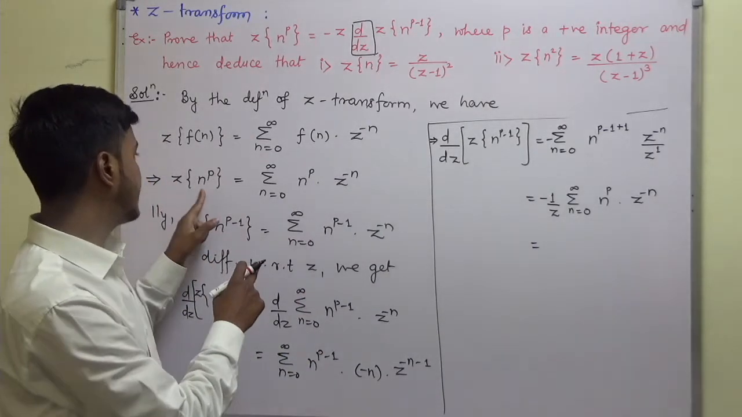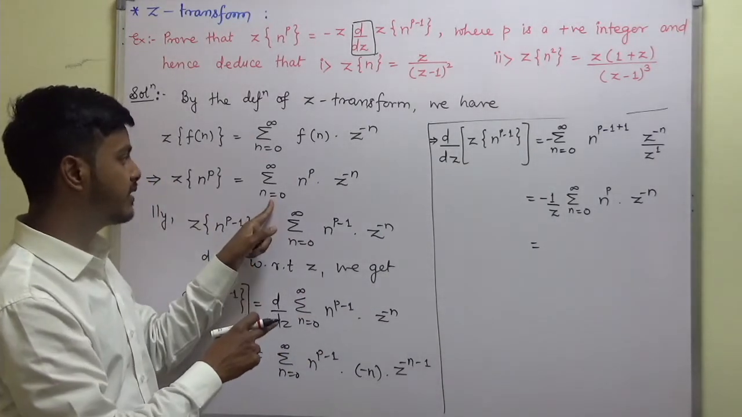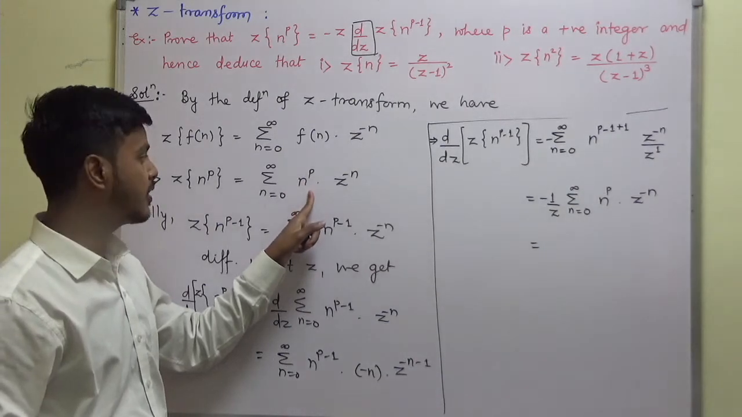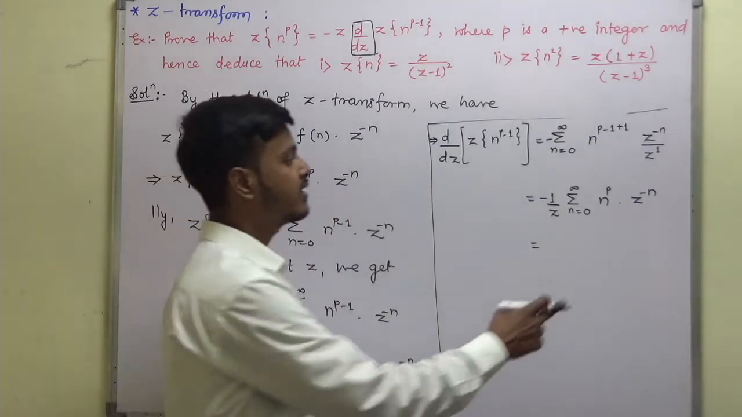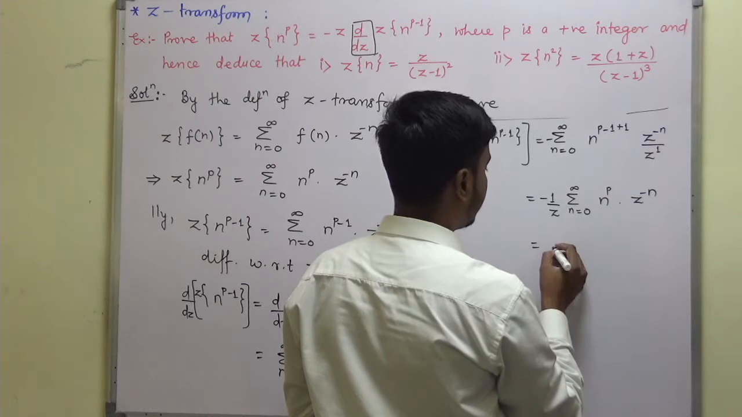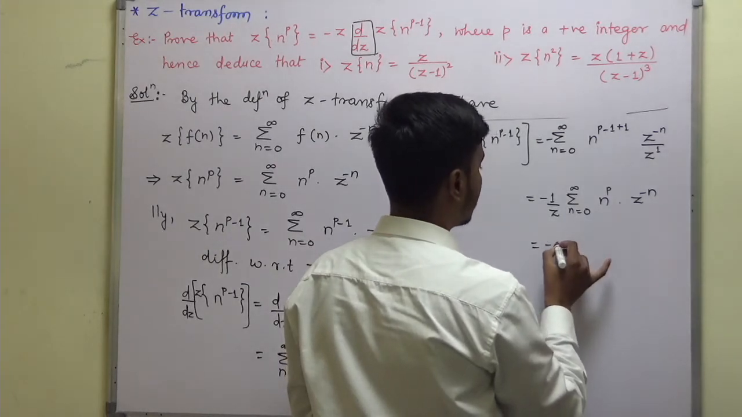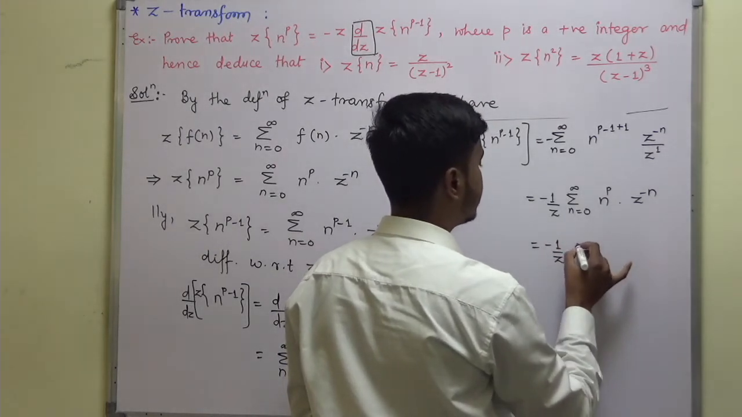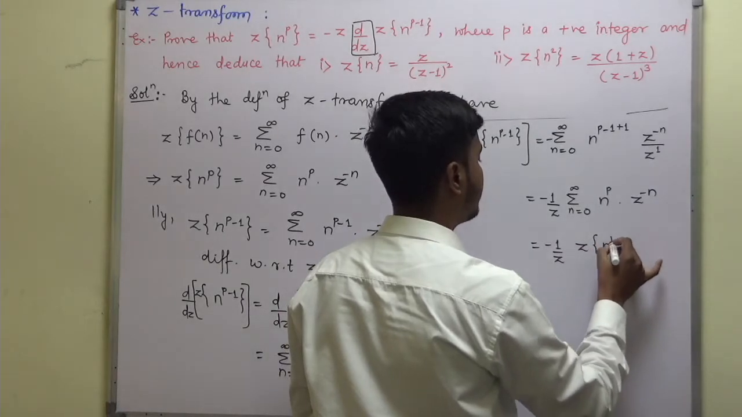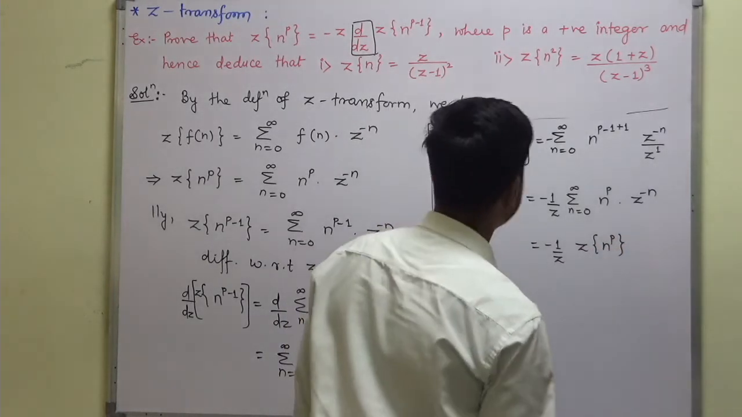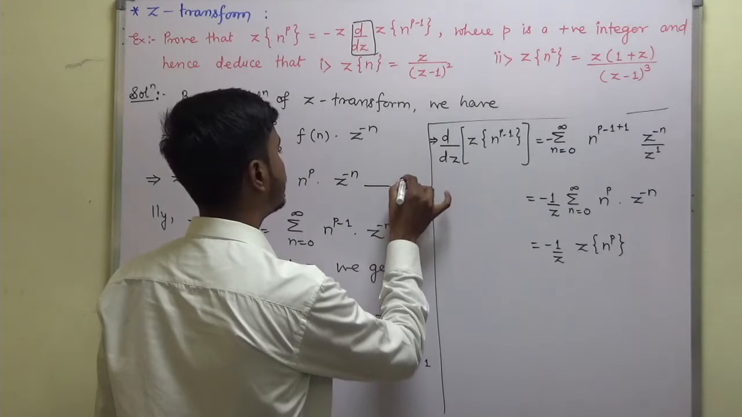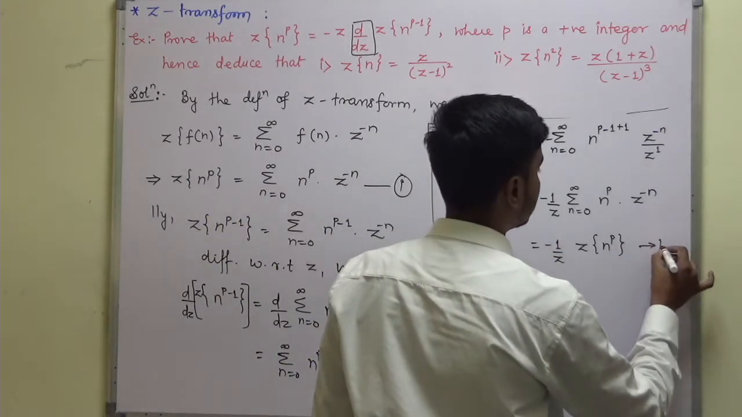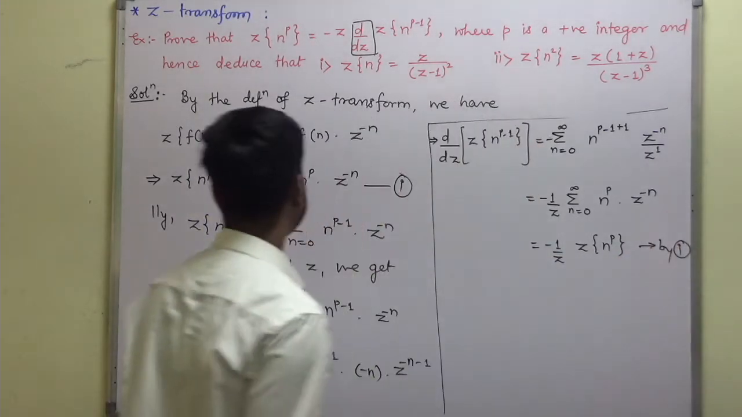Z transform of n to the power p is summation n equal to 0 to infinity n to the power p into z to the power minus n. So I'm going to replace this by minus 1 by z into z to the power, z transform of n to the power p. So I can give it to be 1 and I can write here 1.